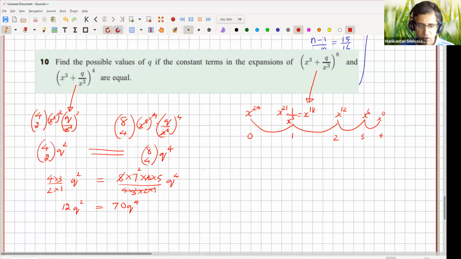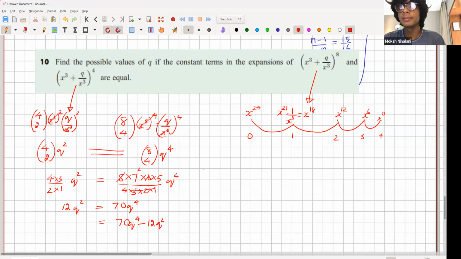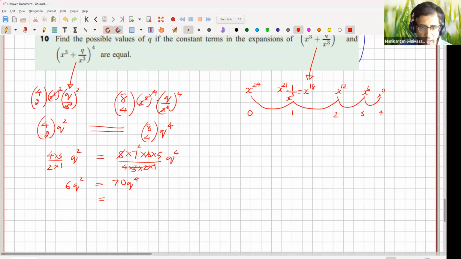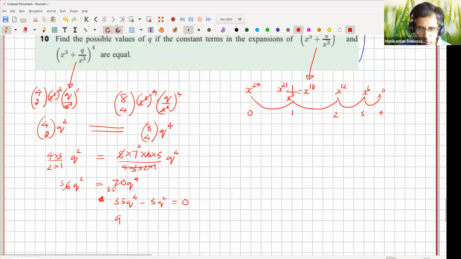Okay, now how do we solve this? Get into the habit of not canceling the q, right? So I believe it's 6q square. Sorry, say that again. It's 6q square. Oh, 6q square, I made a mistake. 6q square, you're right. Okay, 6q square. Therefore we have, in fact, we can cut off one more, right? So 3 and 35. So we have 35 q power 4 minus 3q square equal to 0. Okay, so which means I can take q square common outside. So 35 q square minus 3 equal to 0.